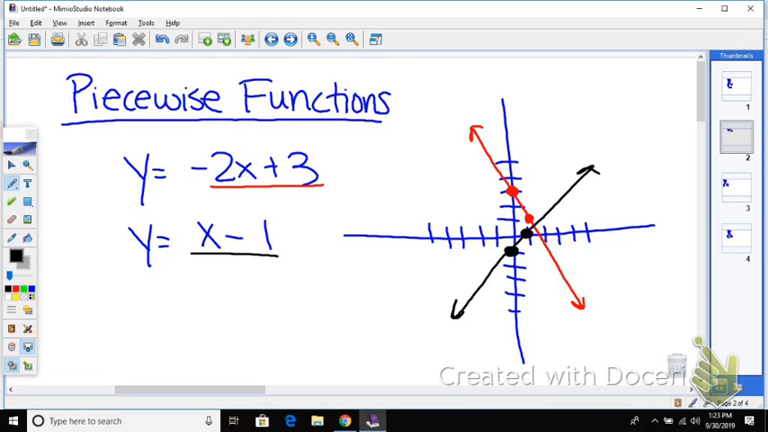Okay, this is step 1 to piecewise functions, is graphing the two lines. Everyone in here can do that because you just did it on your own. Step 2 is to do the if statements. Here's what the if statements look like. So this first one is, if x is less than 2, that's where you're going to keep the red graph. And the black graph is if x is greater than or equal to 2.